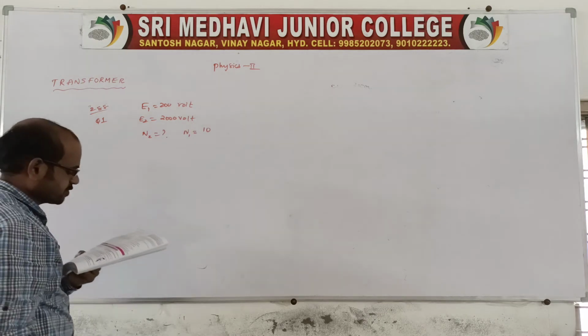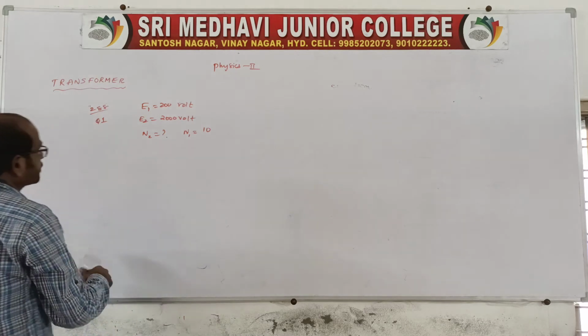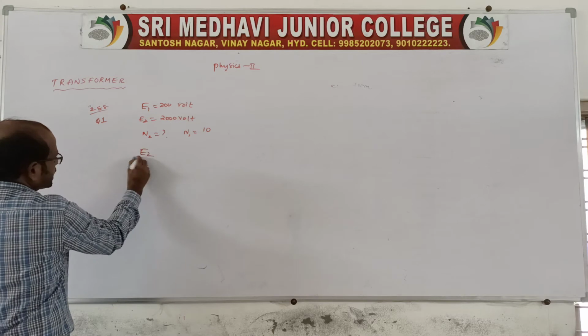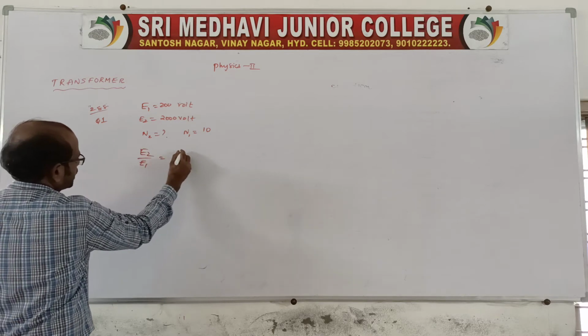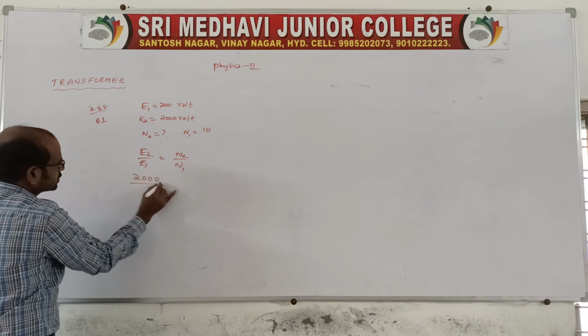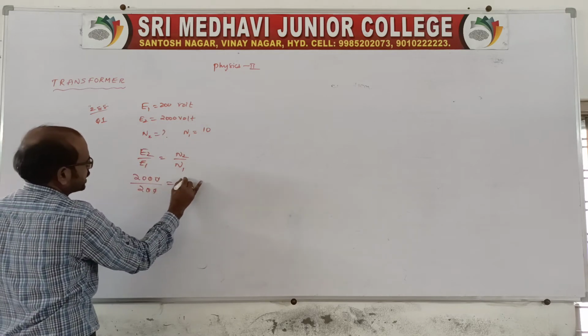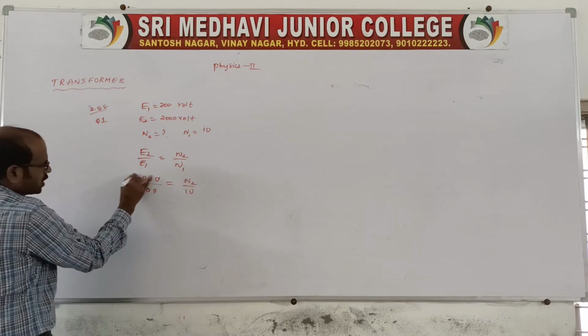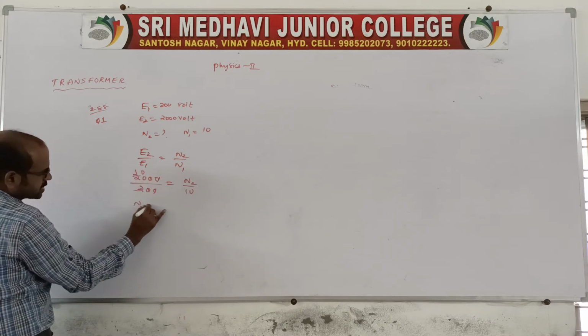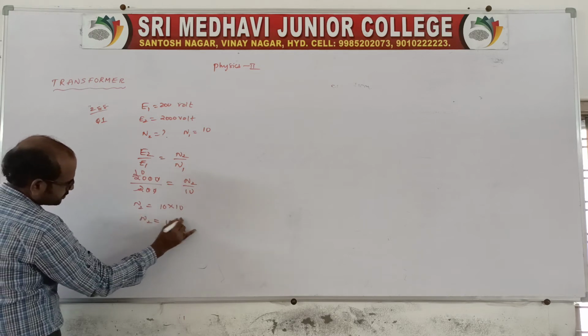This question was given in the year 2016, so it is very, very important. And of course we know E2 by E1 is equal to N2 by N1. So E2 is given as 2000, E1 is given as 200, so the zeros cancel. N2 is asking. Therefore, N2 is equal to 10 into 10. So the number of turns will be 100.